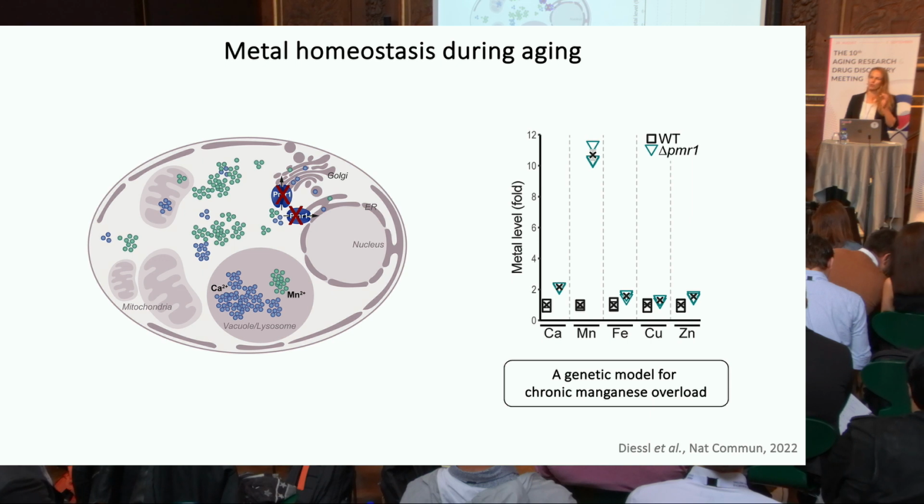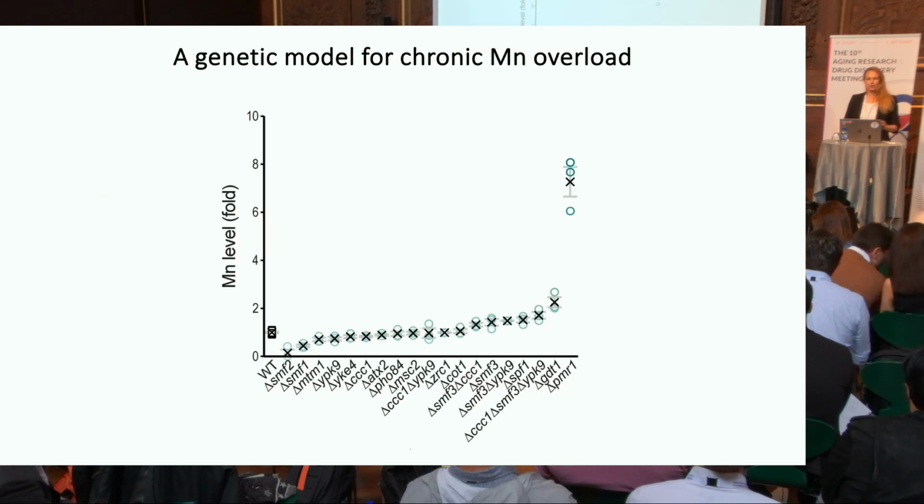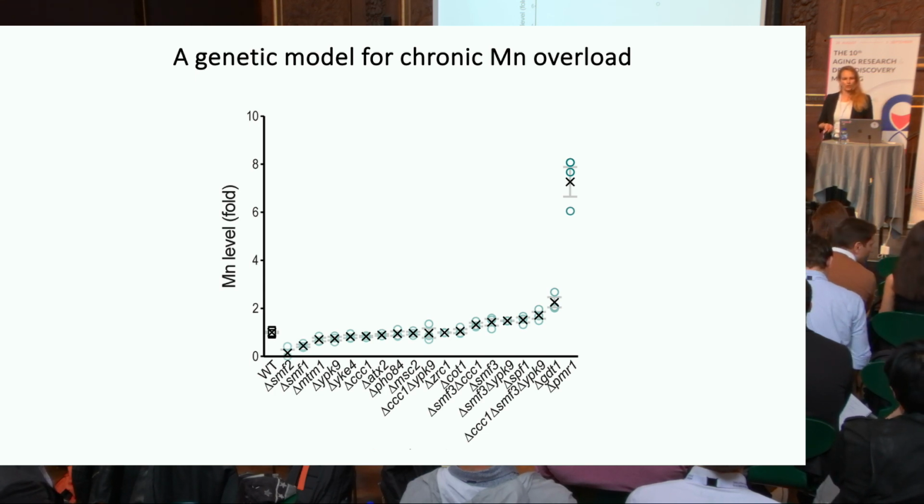And just to be sure that we picked the right model, we tested a lot of other deletion mutants, all lacking proteins of manganese transporters, buffering systems, and so on. But the PMR1 deletion mutant here to the right actually accumulated by far the highest levels of manganese. So we decided to go for that one.